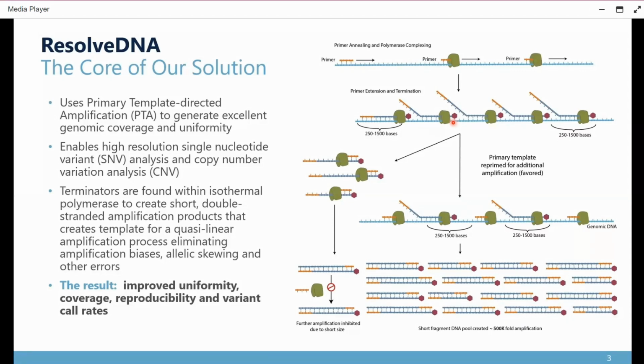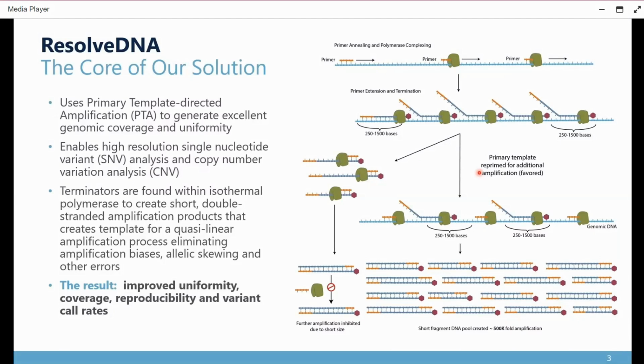What this creates are short fragments, and these short fragments do not re-amplify the previous fragment. Instead, that primary template is reprimed for what we call additional favored amplification. In other words, it's directed back to the original DNA template, creating this favored amplification.